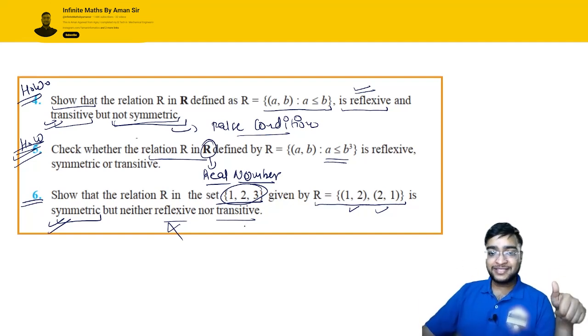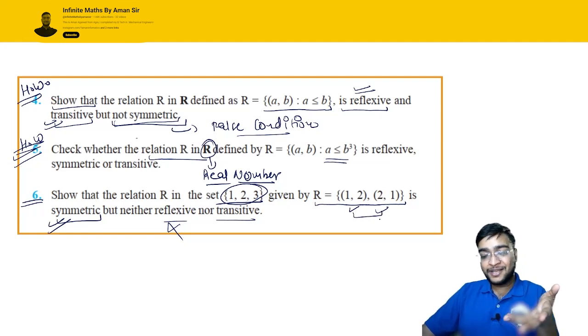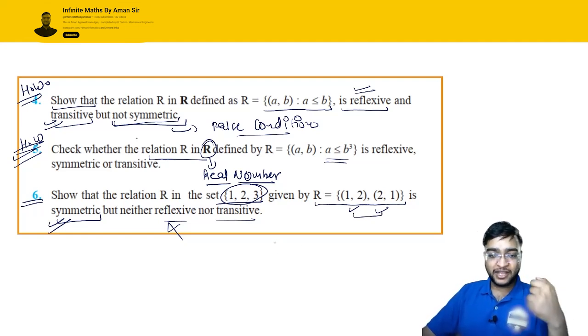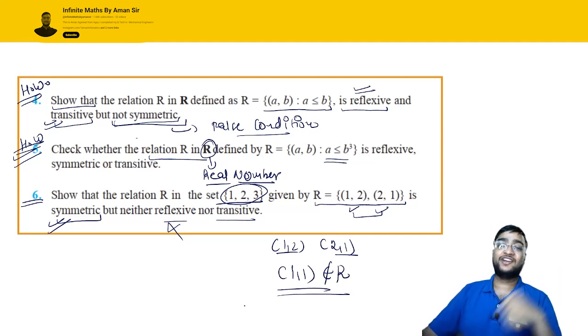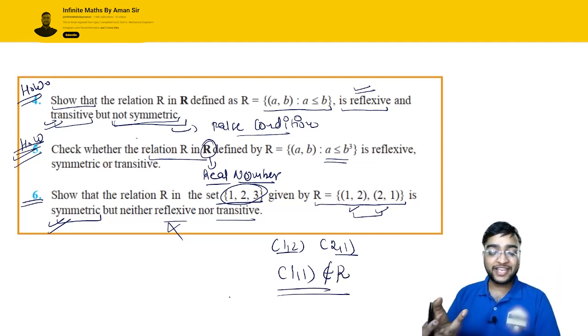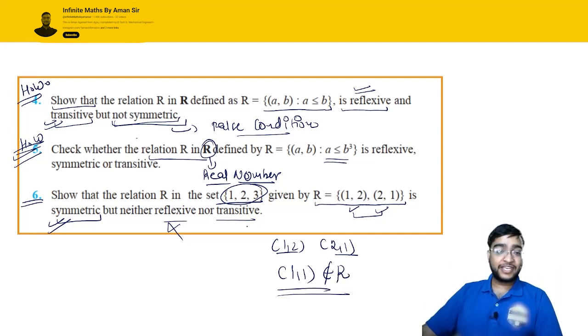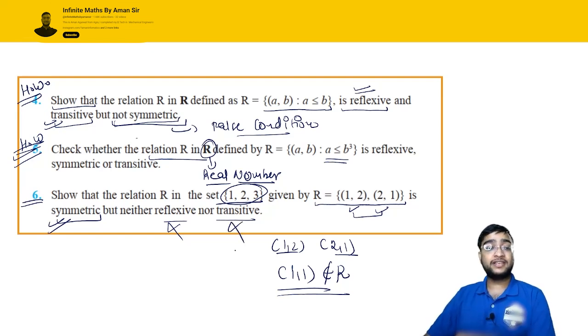Can I say it is transitive here? You can say no, because these pairs are the only pairs that I have taken for proving transitivity. So I can say (1, 2) is in my relation and (2, 1) is in my relation, so (1, 1) should be in my relation, but it is not in my relation here. So no, sir, this relation is also not transitive here.